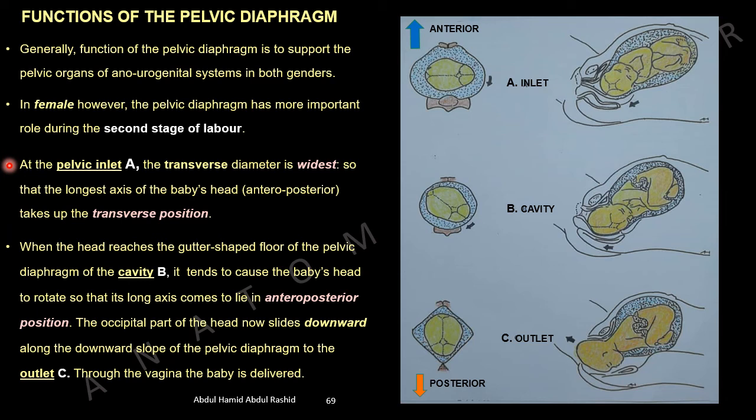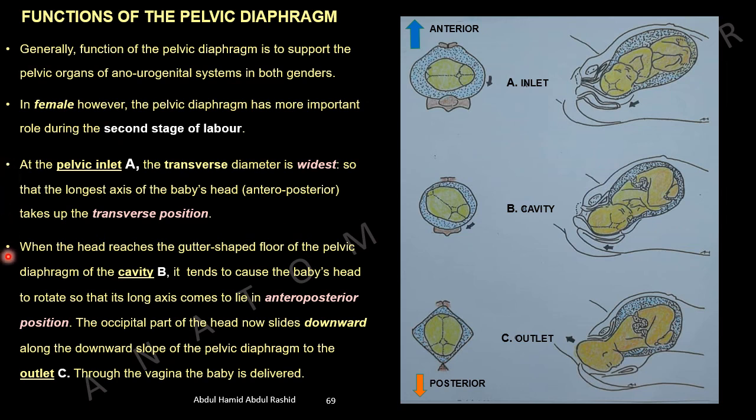Now we have to know that our true pelvis, pelvis minor, which is the birth canal, has two openings, upper opening or inlet and lower opening or outlet. In the inlet, the longest diameter is the transverse diameter, but at the level of the outlet, the longest diameter is the anteroposterior diameter. The longest diameter of the baby's head is the anteroposterior diameter. When it is coming down during labor, the baby's head has to go along with the longest diameter of the inlet, that is the transverse diameter, and the longest diameter of the outlet, which is the vertical, AP diameter.